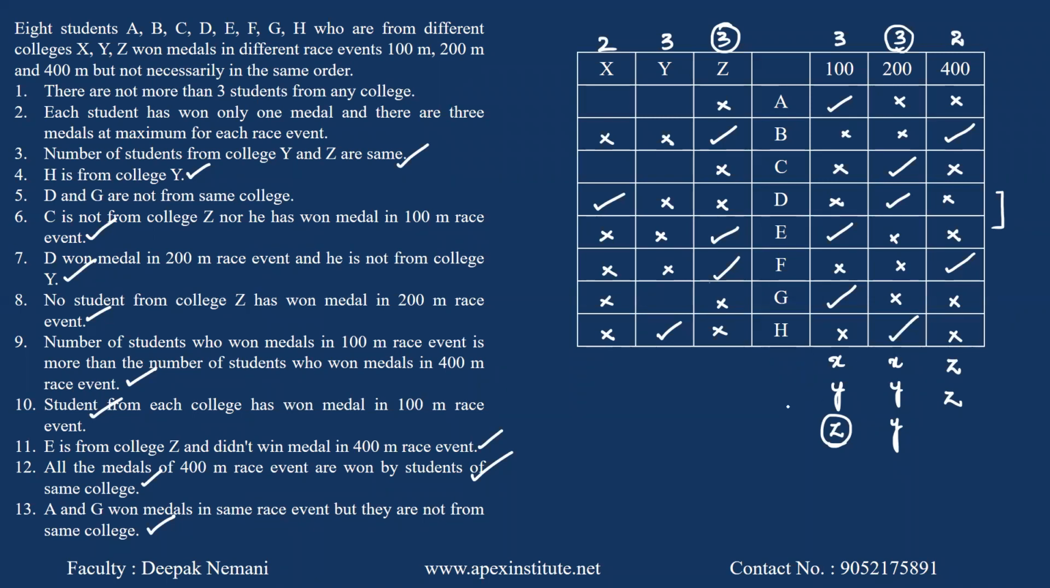Now H has won a medal in 200 meters race event. Perfect. So G is from college Y. So A, E, and G should be from different colleges. Since A and G are not from the same college, A cannot be from college Y. So A should be from college X. You have two ticks here. So C is from college Y, and this completes this.